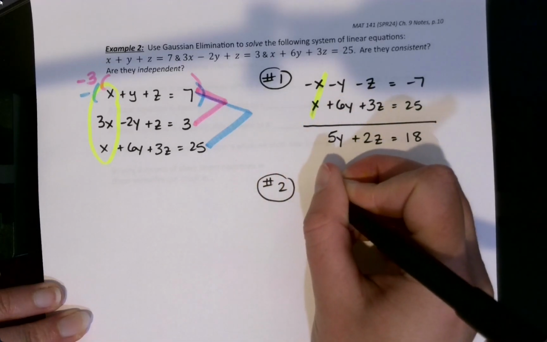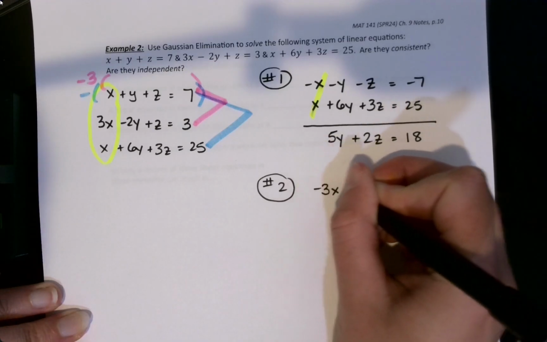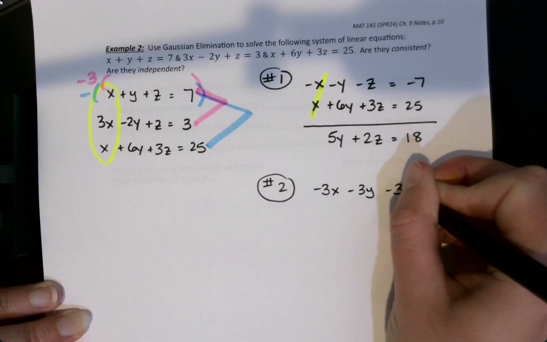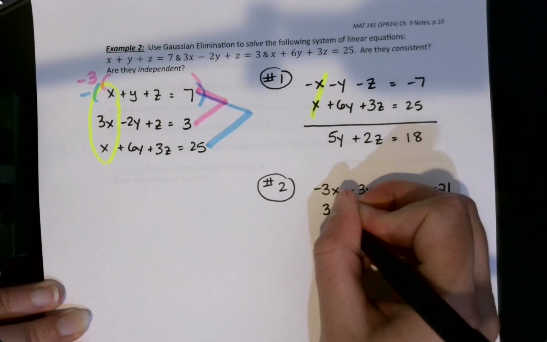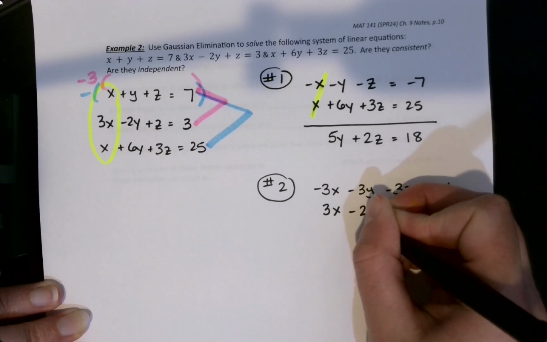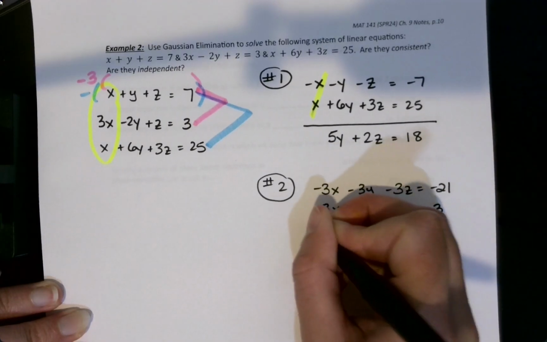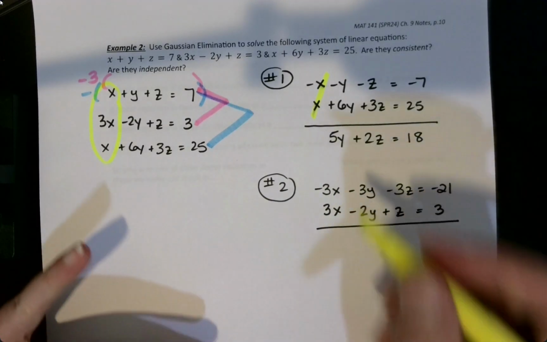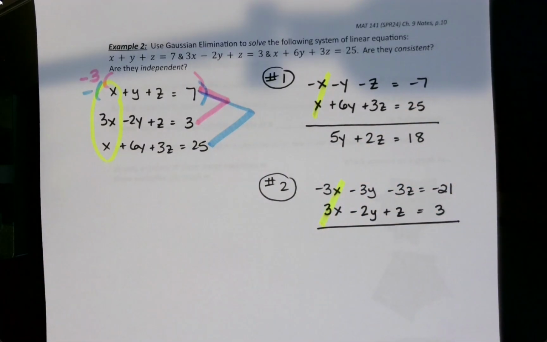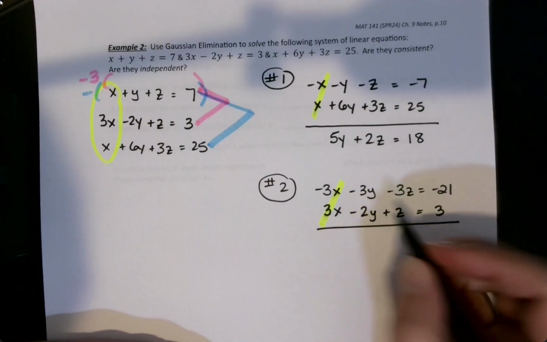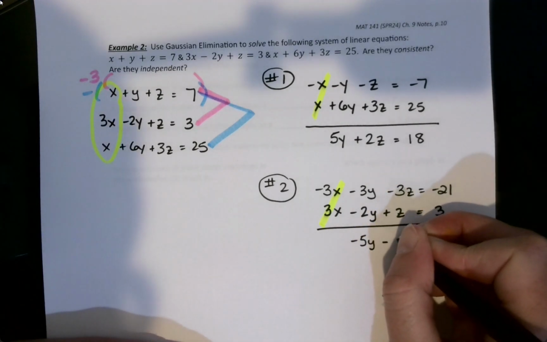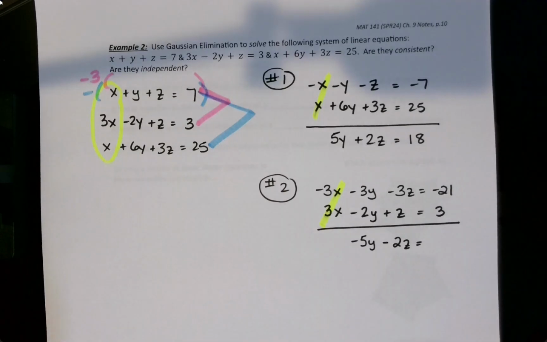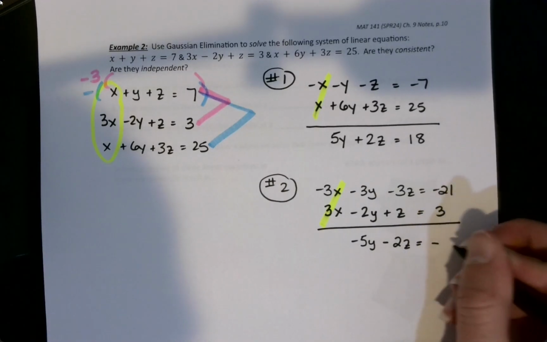So in my step number 2, top equation by -3 will make it -3x minus 3y minus 3z equals -21, multiplying everything by -3. Middle equation, because it already has a positive 3x, will stay the same. 3x minus 2y plus z equals 3. When we add these, -3x plus 3x adds to 0. It was our goal to eliminate x. That's on track here. -3y minus 2y is -5y. -3z plus z is -2z. And -21 plus 3 is -18.